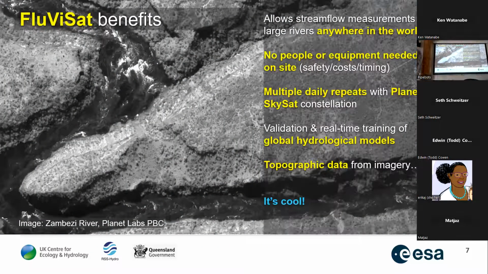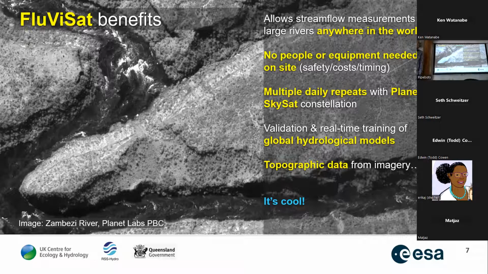So some of the benefits of our project, or of the solution, if it works out, allows stream flow measurements on medium and large rivers, pretty much anywhere in the world. So the SkySats can image any place on the planet. No people or equipment are needed on site, even in the same continent. Just request the video is captured, it's sent to you, you can process it. Multiple daily repeats, because there are 21 satellites in the SkySat constellation, and they claim anything up to 7 revisits in the same day.